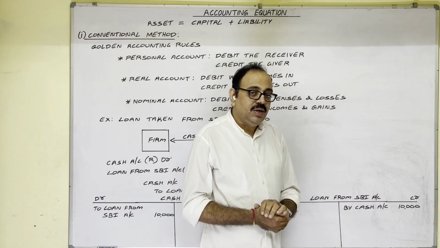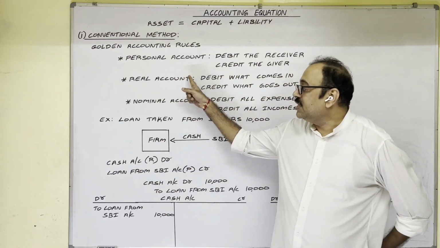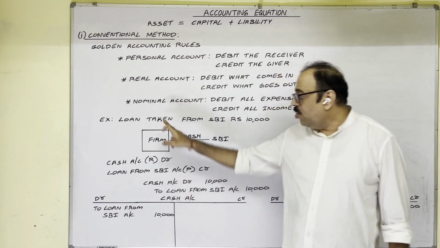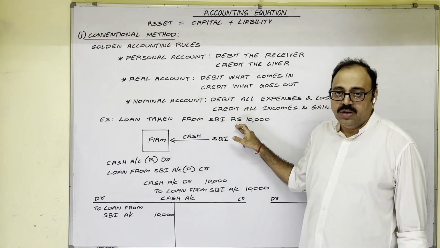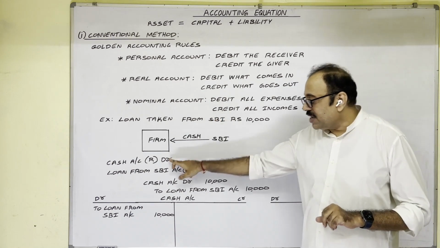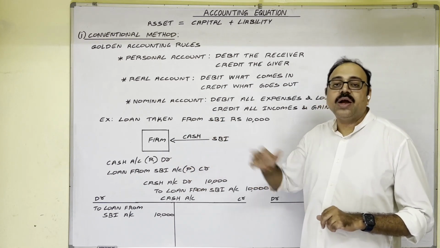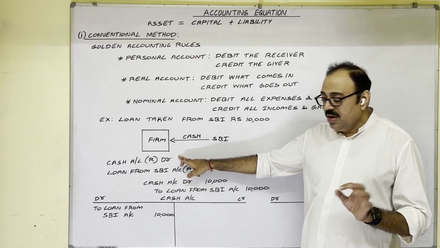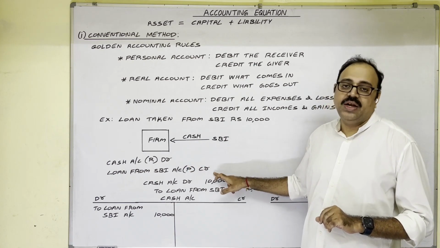So observe here, under this conventional method, what we are doing. There is one transaction, a loan taken from State Bank of India. This transaction contains two accounts: cash account and loan from State Bank of India account. So one account we are debiting, the other account we are crediting.